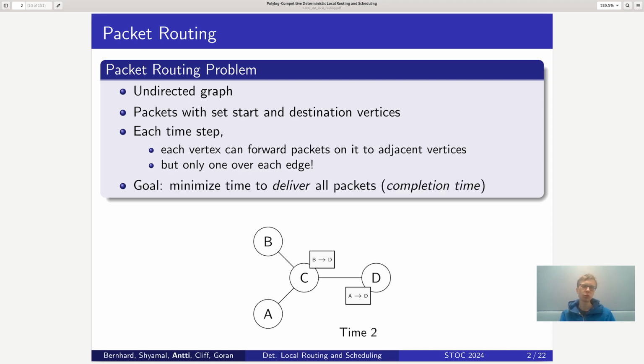The goal is to minimize the time to deliver all packets, where a packet is delivered once it arrives in its destination. So here, with this packet routing, the completion time is 3, and it's optimal in this instance.